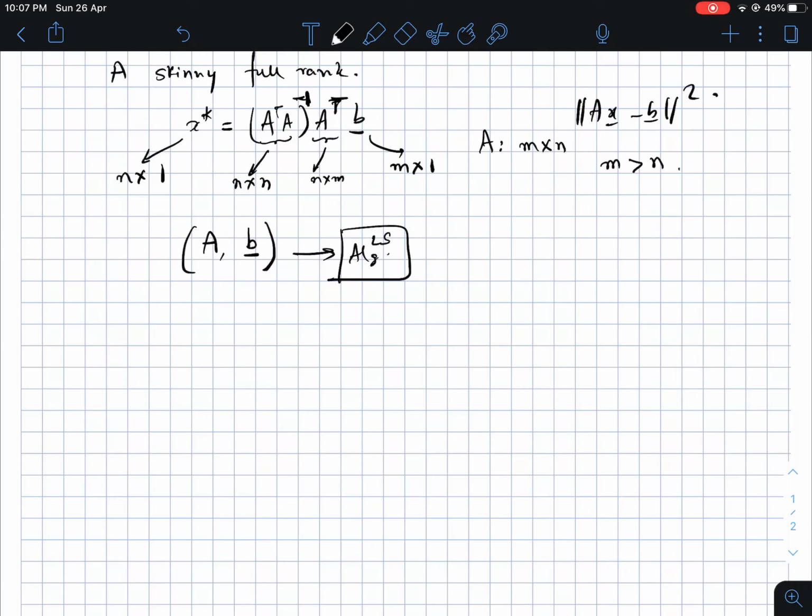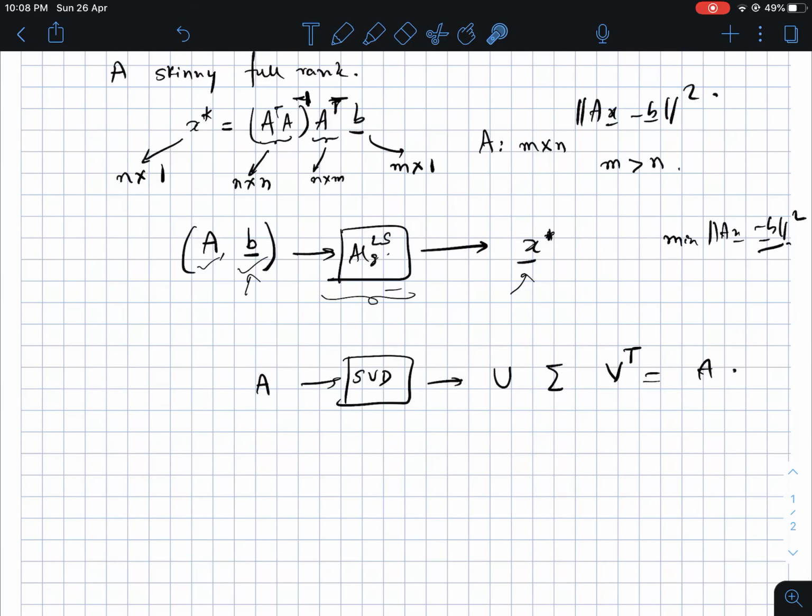Okay, so generally any algorithm in linear algebra would take matrices. So here it's taking two matrices. One of them happens to be just a vector and it outputs another matrix, in this case just a vector. Okay, for example, an SVD algorithm is supposed to take a matrix A as an input and output three matrices, that's U, sigma and V, such that U sigma V transpose is equal to A. So an SVD algorithm takes a matrix as an input and outputs three matrices, right?